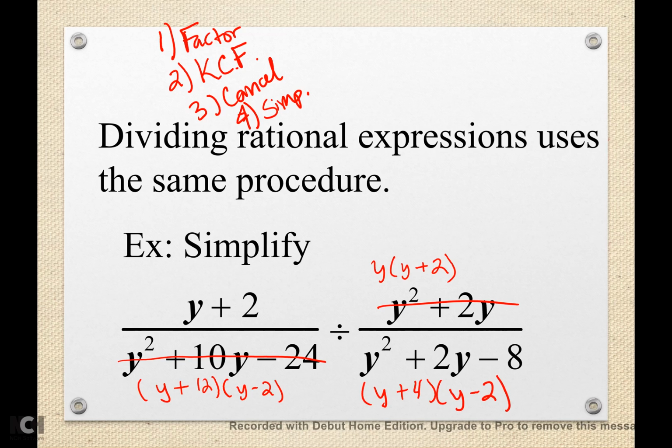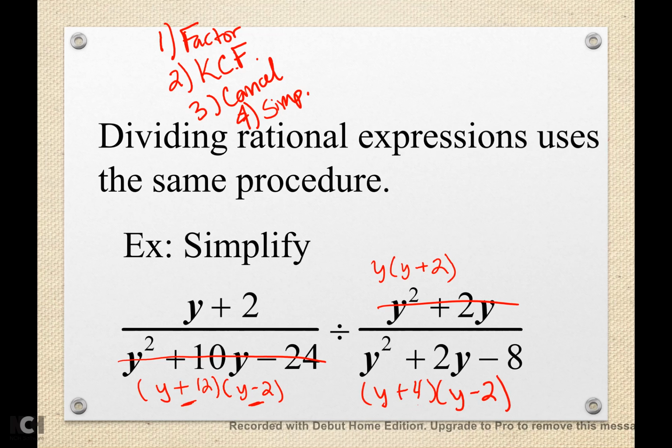Now, the reason why we want to factor first is because we need restrictions. Remember what I said. Restrictions are going to be found in every single factor that ever touches that denominator. So far we got a restriction here. Y can't be negative 12. Here, y can't be 2. Here, y can't be negative 4. And we already said y can be 2, so we're not going to say it twice. If we were to flip that first, we would miss the y can't be negative 4. So it's so important to factor before you do anything else, okay?